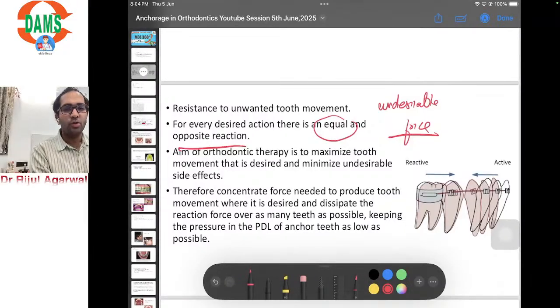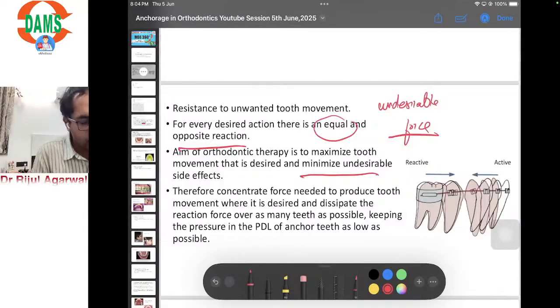So what is the aim? The aim of our treatment is to have the desirable force, that is the maximum tooth movement which we desire, and minimize the undesirable side effects occurring on the other tooth. I'll be taking an example throughout my lecture today of an extraction case in which we extract first premolars and retract the anteriors into that extraction space. This is the most common type of orthodontic treatment, which most of you would have heard of or undergone yourselves.